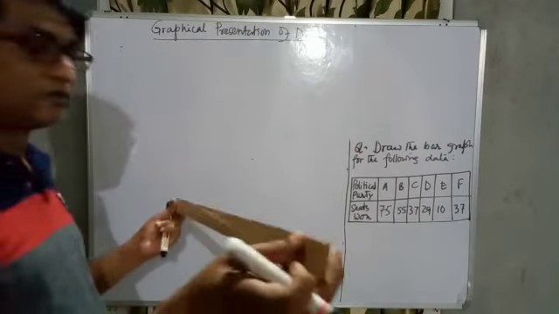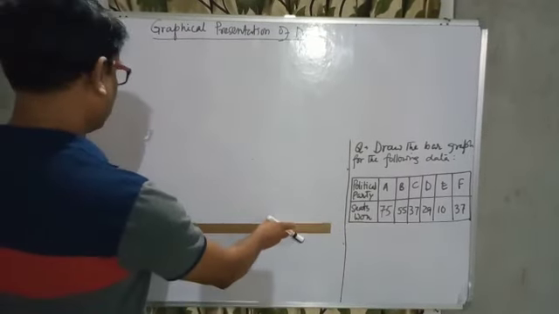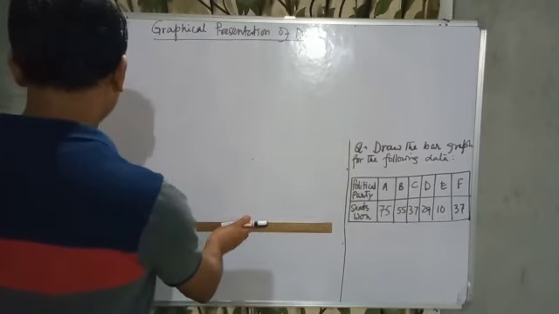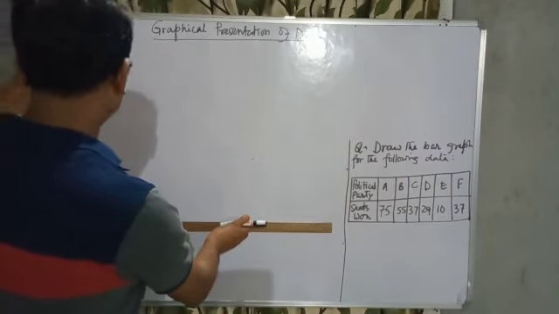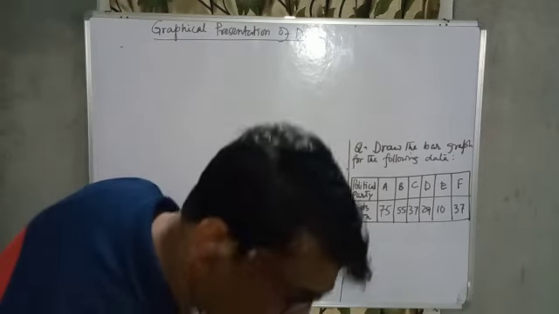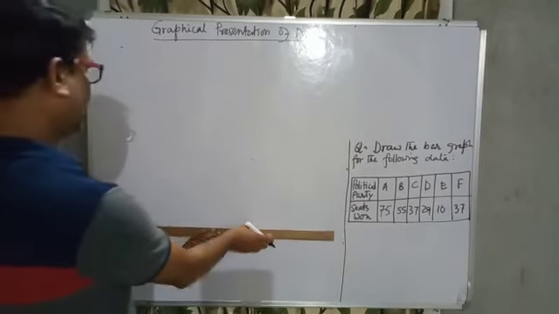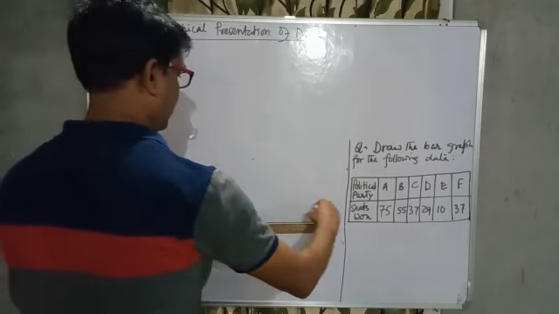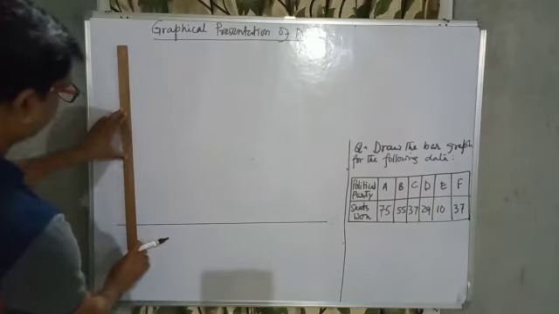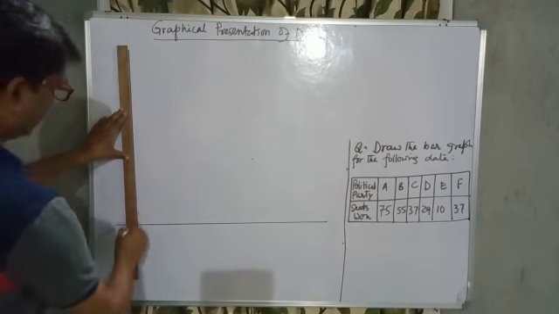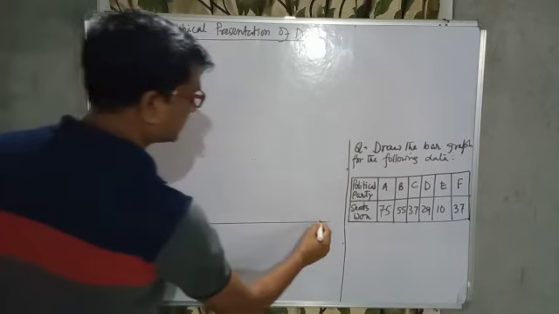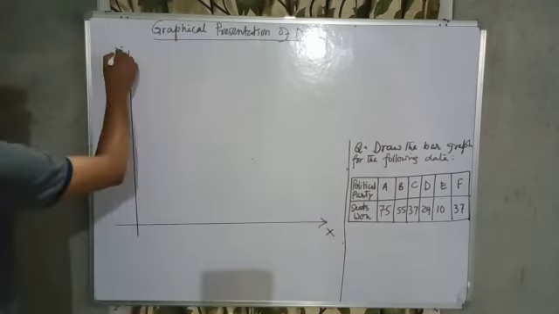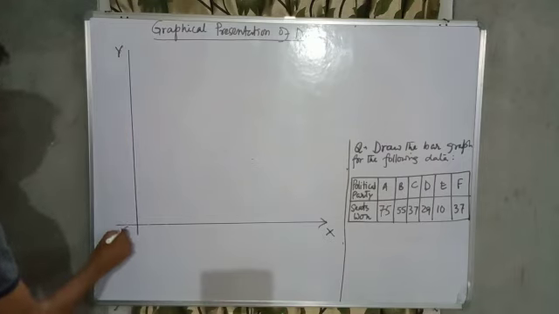With the help of a scale or ruler, we will draw both lines, the x-axis and the y-axis. This is the horizontal line, and this is the vertical line. This line is the x-axis, this is the y-axis, and this is the origin.